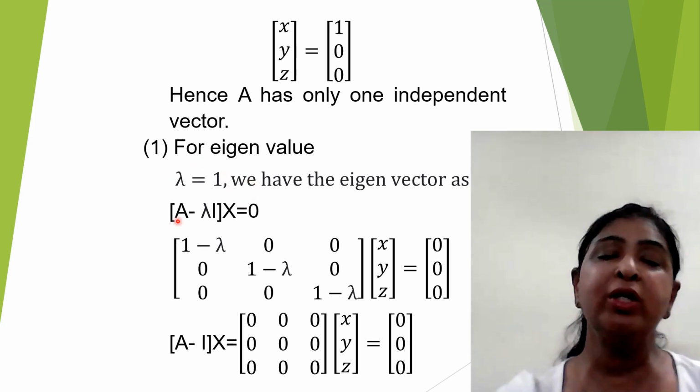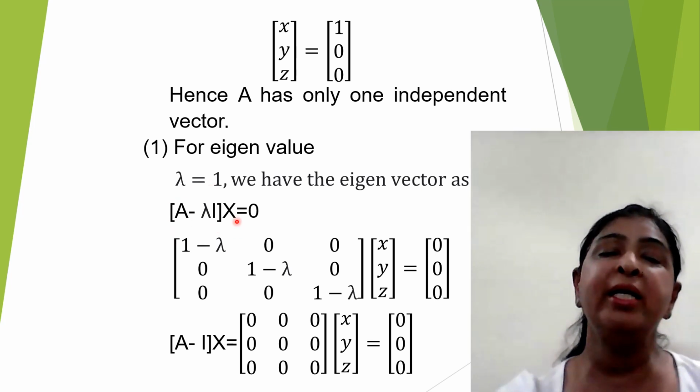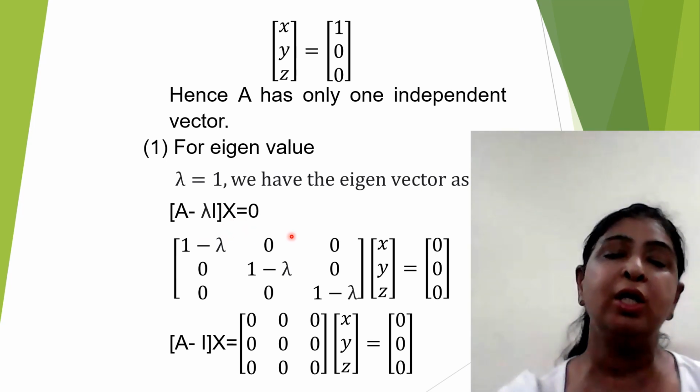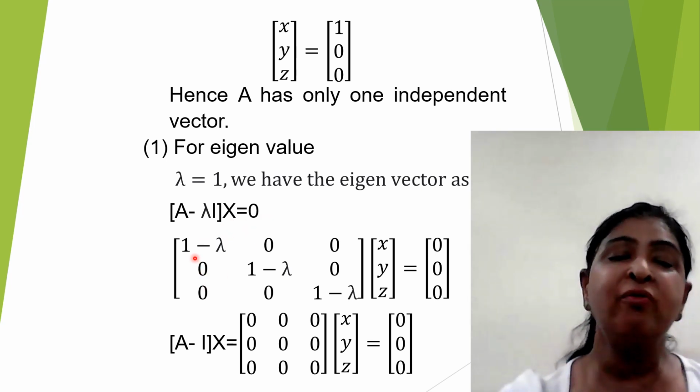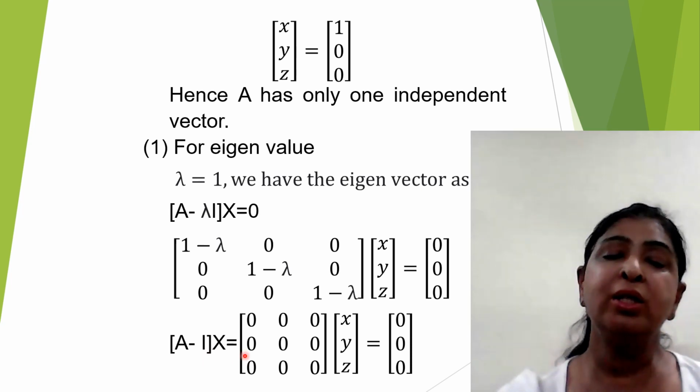Now for the second matrix, because the characteristic equation of all three matrices is the same, again writing the eigenvector corresponding to lambda is equal to 1 for the second matrix. So this is (A minus lambda I) x is equal to 0, or this becomes [1 minus lambda, 0, 0; 0, 1 minus lambda, 0; 0, 0, 1 minus lambda] times [x, y, z] equals [0, 0, 0], or this is (A minus I lambda) with lambda 1, x is equal to the null matrix of order 3, [x, y, z] equal to [0, 0, 0].